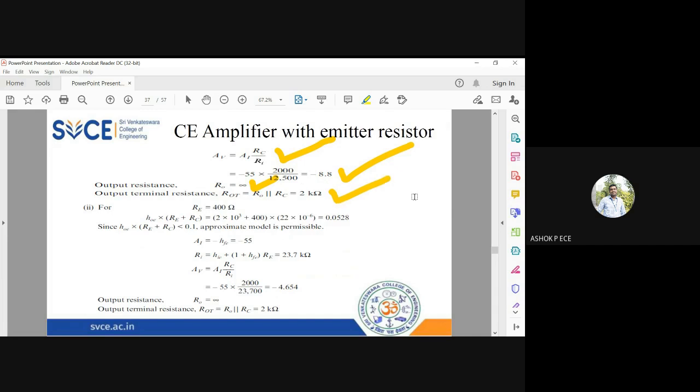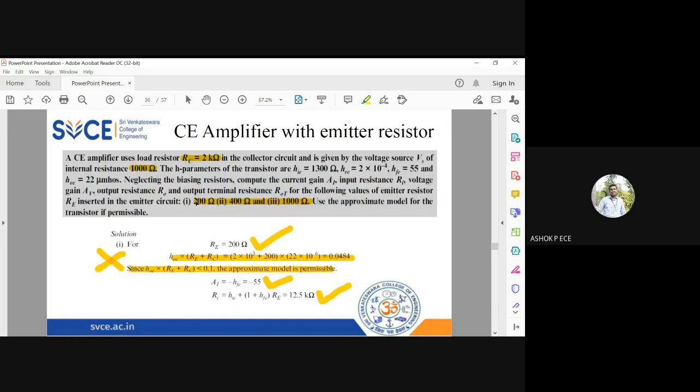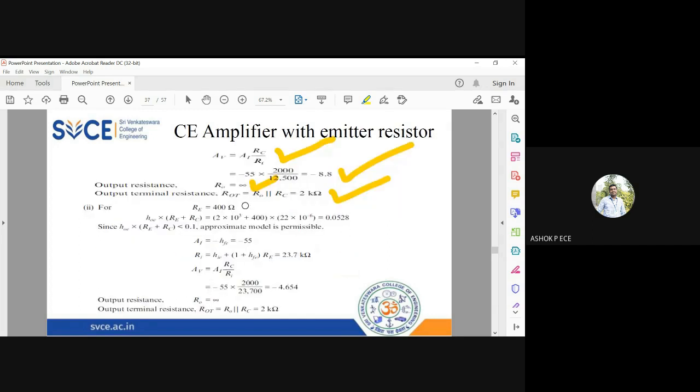All are straightforward, right? So whenever this circuit comes in your exam, you need not derive the expression for all the parameters. If you know the formula, directly you can substitute and you can get the answer for whatever parameters are asked in your question. So all you see, direct formulas we are using. We are not deriving everything. Okay. So next, we have done with 200 ohms. Now we are going to repeat the same thing with 400 ohms.